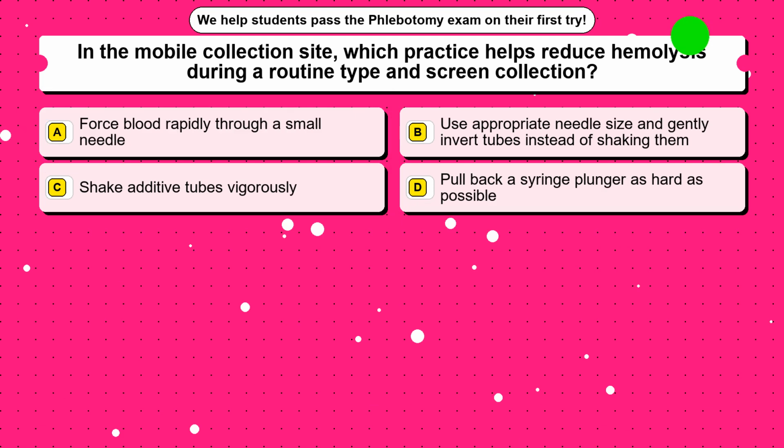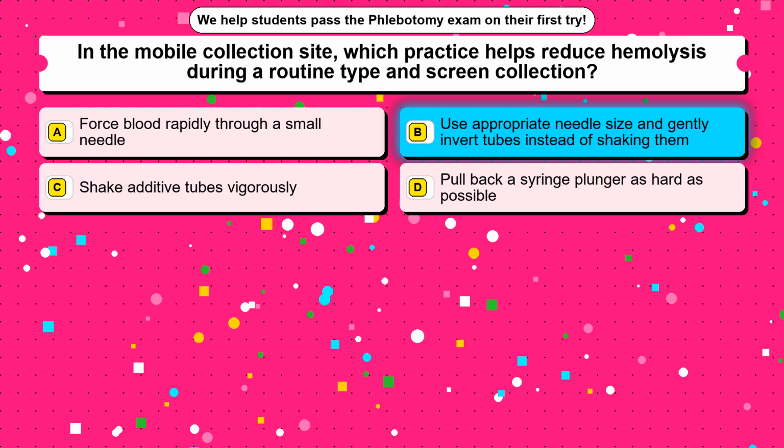Question 66. In the mobile collection site, which practice helps reduce hemolysis during a routine type and screen collection? Option A, force blood rapidly through a small needle. Option B, use appropriate needle size and gently invert tubes instead of shaking them. Option C, shake additive tubes vigorously. Option D, pull back a syringe plunger as hard as possible.